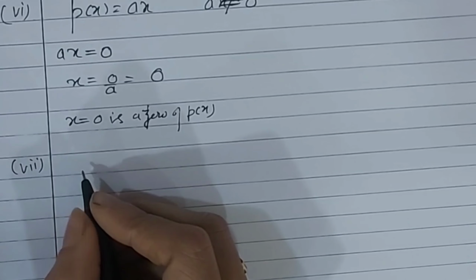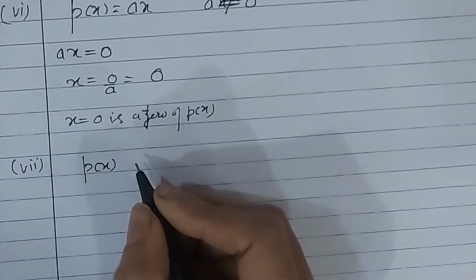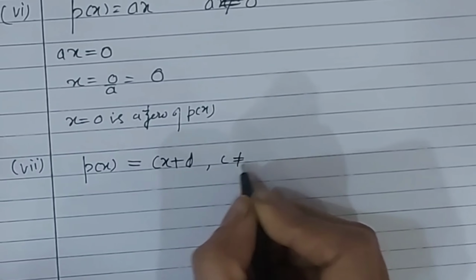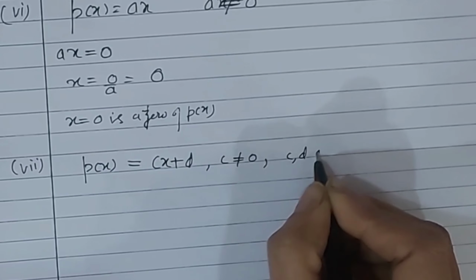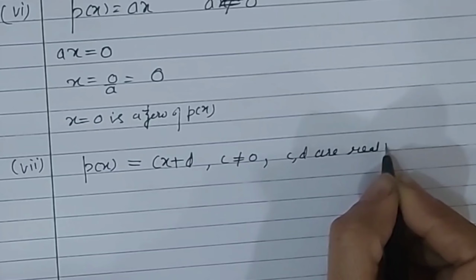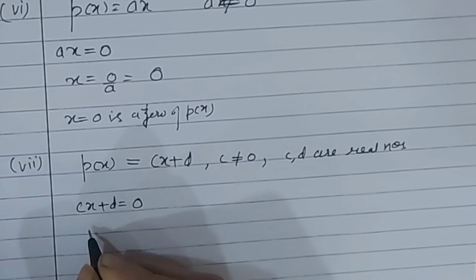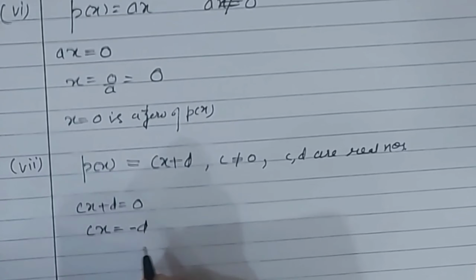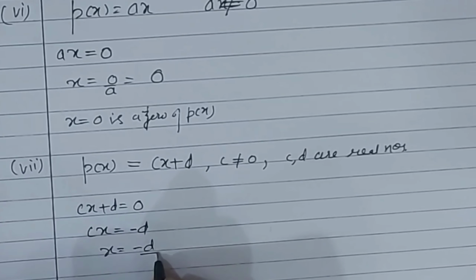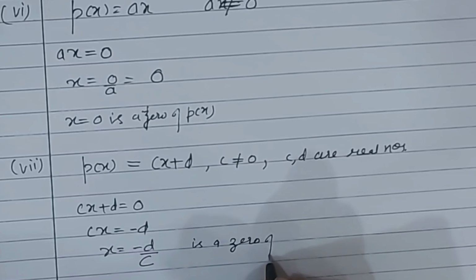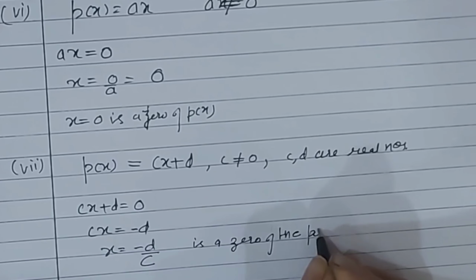Seventh one, the last part of this question and also the last question of this exercise, cx plus d, where c is not equal to 0 and c and d are real numbers. So we will equate this equal to 0. cx is equal to minus d, x is equal to minus d by c. So this is a 0 of the polynomial P(x).